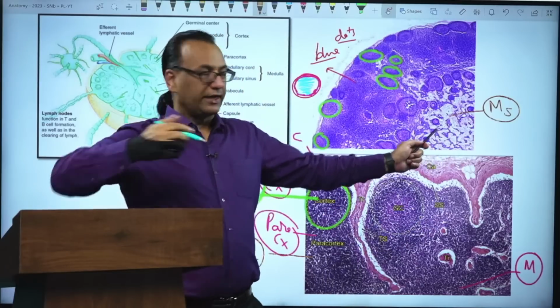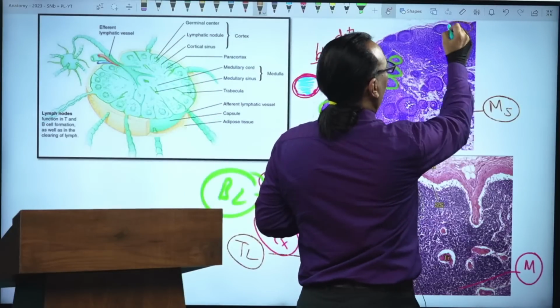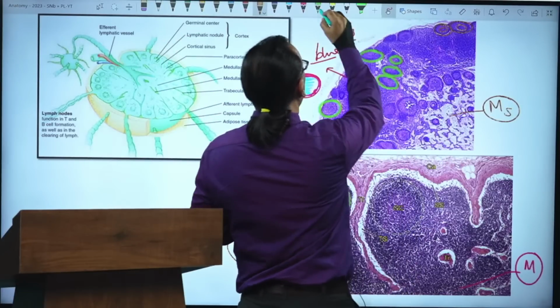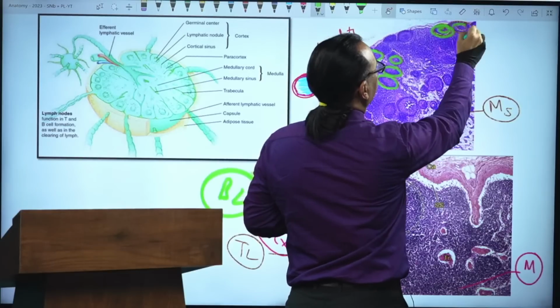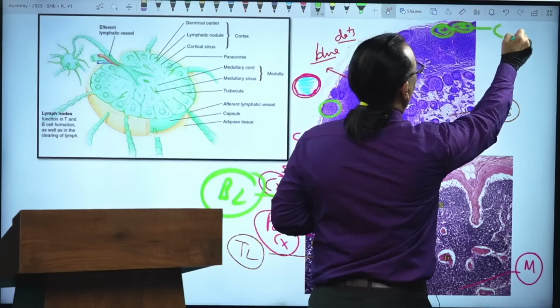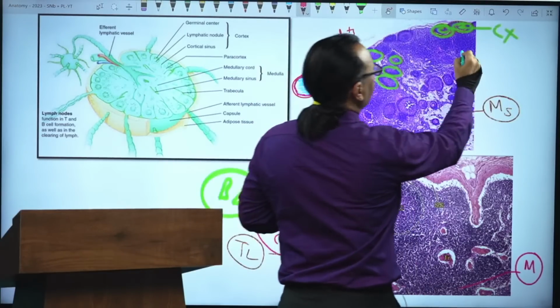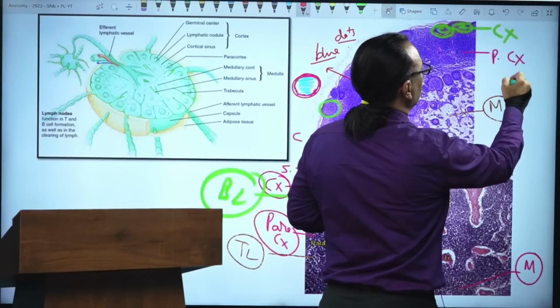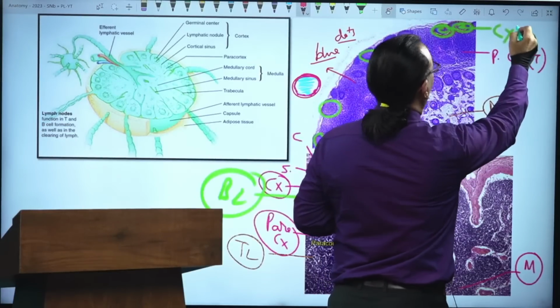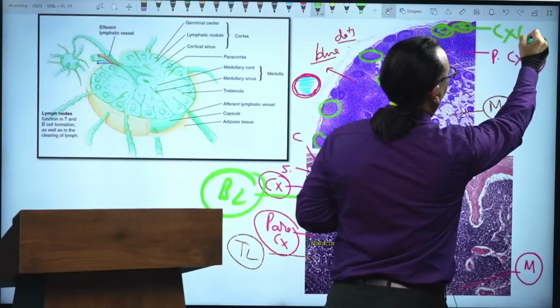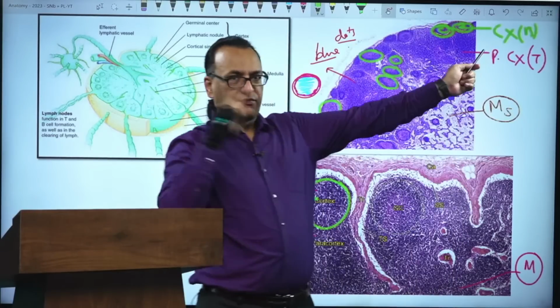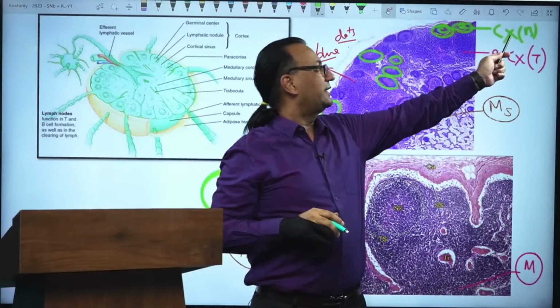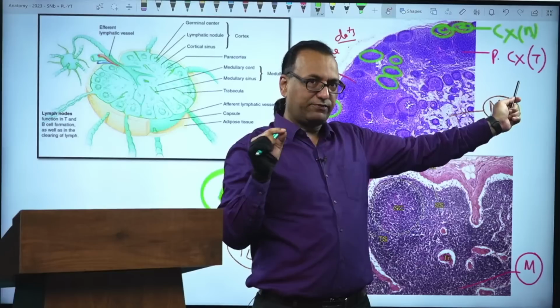So where is the cortex? The cortex is where you have these lymphoid follicles. And where is the paracortex? This is the paracortex, where you have T lymphocytes. There you have B lymphocytes. So in the cortex lymphoid nodules, you will have B lymphocytes. In the paracortex, you will have T lymphocytes.